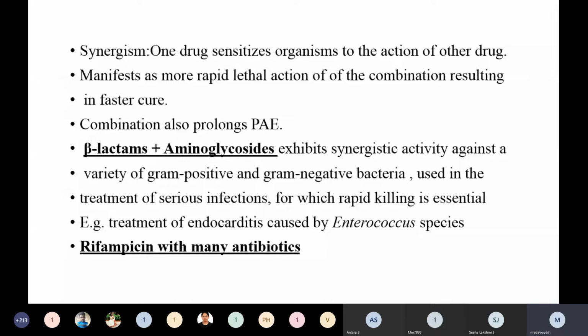So now, in this combination, how they are synergistic to each other. As we know, in the previous class, in classification we have seen the penicillins or beta-lactams act by inhibiting cell wall synthesis. So by doing this, they increase the penetration of aminoglycosides. So this is how this combination is synergistic. The other example is rifampicin is combined with many antibiotics to achieve rapid killing and faster cure.